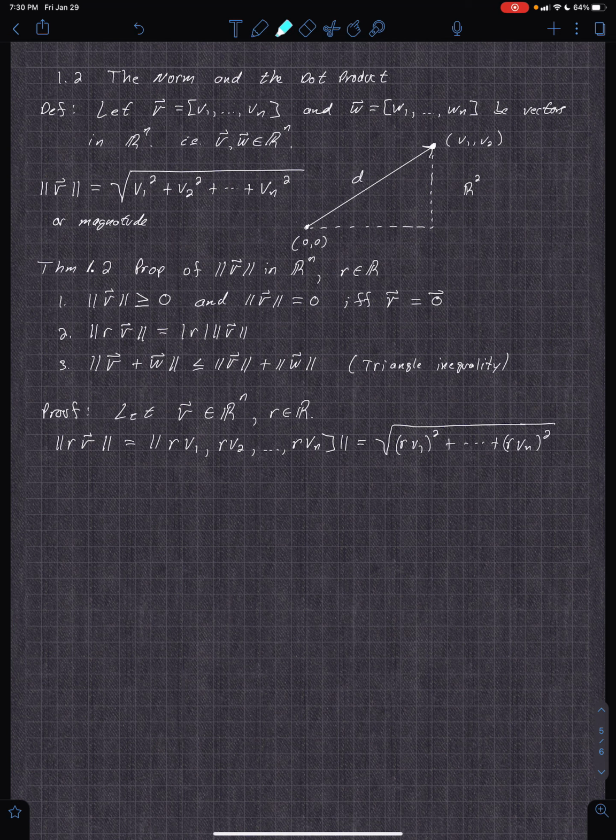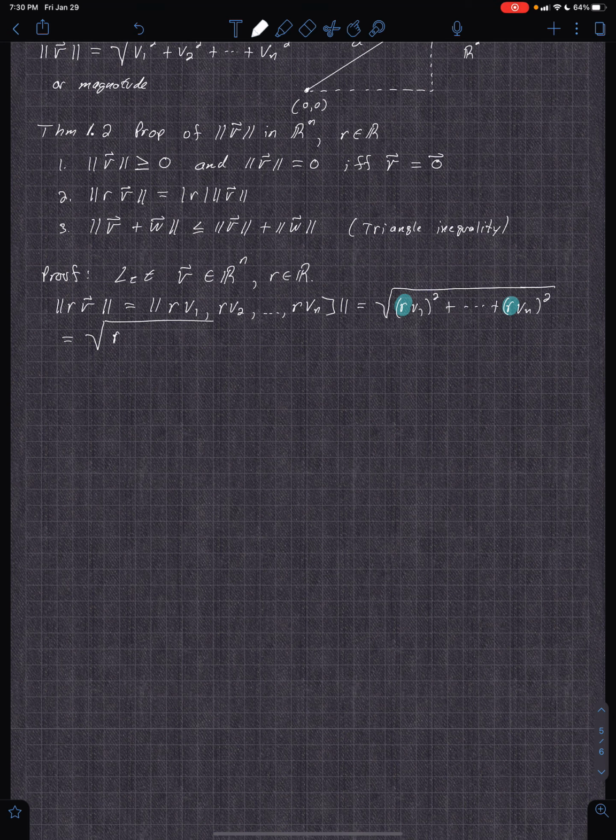But that r is the same for each term, so you can factor it out. That's equal to the square root of r squared times (v1 squared to vn squared). When you take the square root of r squared, that's the absolute value of r, times the square root of v1 squared to vn squared. So that's the absolute value of r times the magnitude of v. You're basically back to the magnitude of v there. I'll do the triangle inequality a little later, it looks like.